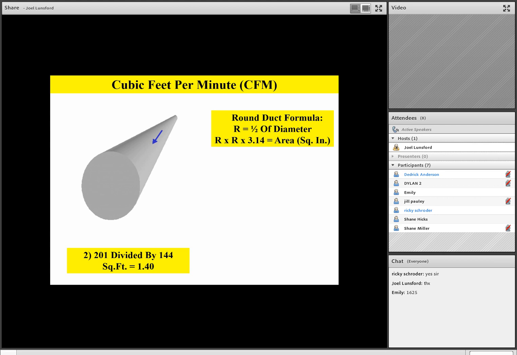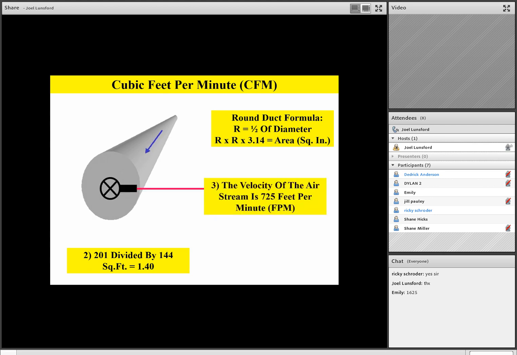Then we do the same thing as we did before. We take the velocity of the airstream, and in our example, we have a 725 feet per minute velocity on the airstream moving through that duct section. And just like we did before, we multiply the velocity times the square foot area to get the CFM. So if we multiply 725 times 1.4 square feet, we see that the 16-inch duct at that velocity is delivering about 1,015 CFM.